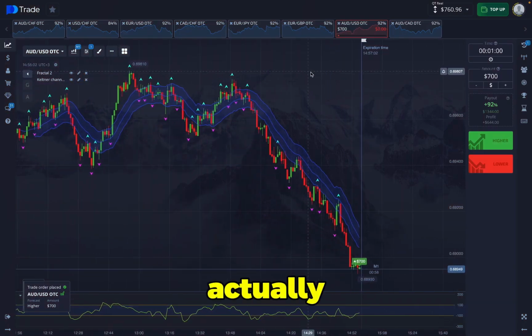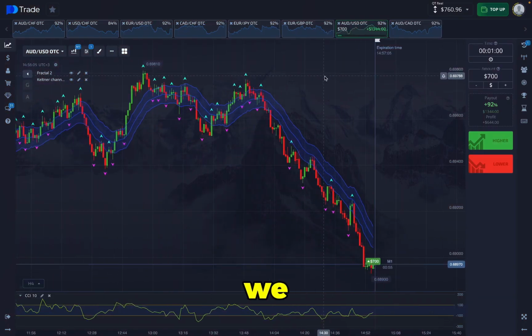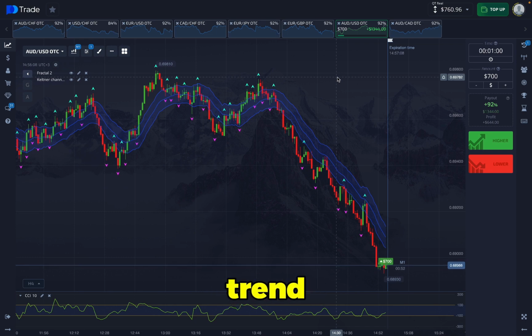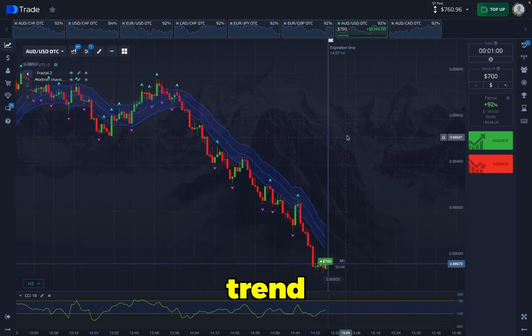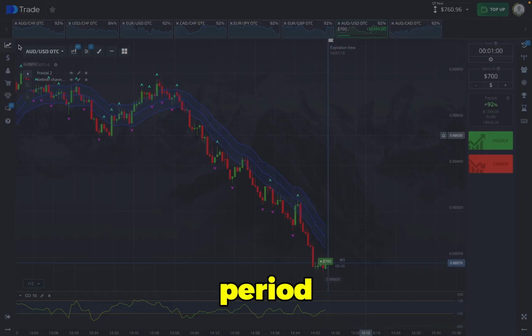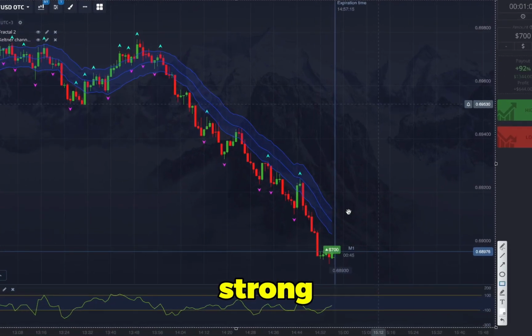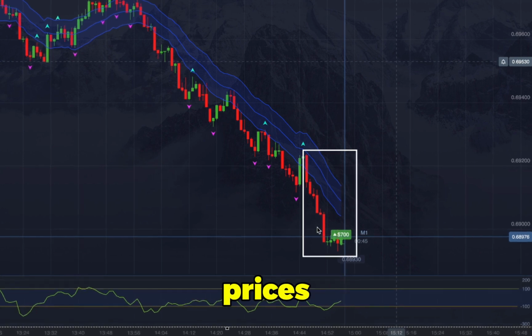Here too, I actually want to open an upward trade. Of course, we are opening against the trend, but here the picture is a little different. Here we have a pronounced downward trend. And over the last period of price movement, we have a very strong upward momentum. Here, the price has stood still.